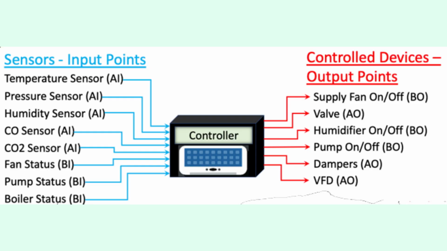Control points. Controllers use two types of signals, binary and analog. Binary means on or off, like a fan switch or a damper position sensor. Analog signals vary continuously, for example, a 0 to 10 volt signal that tells a valve to open 45%. Binary is simple but limited. Analog allows precision control. Understanding these signals is key to reading schematics and troubleshooting modern control panels.